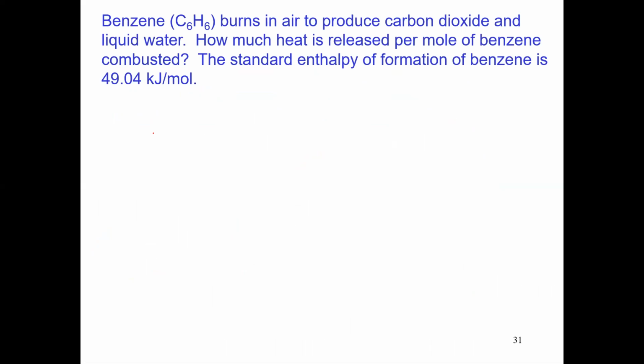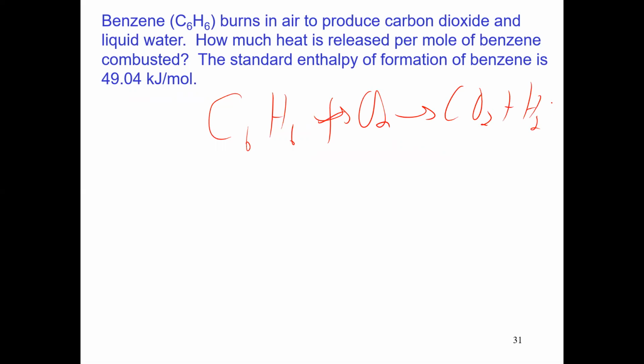Benzene burns in air to produce carbon dioxide and liquid water. What's the first thing we do? Well, we set up the equation. C6H6 plus oxygen goes to CO2 plus water. You balance it. How many carbons on the left? Six. You can put a six there. How many hydrogens on the left? Six. You put a three there. You add them all together.